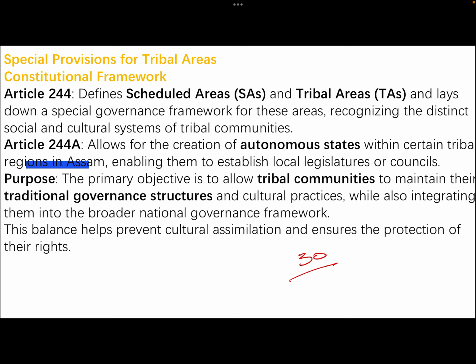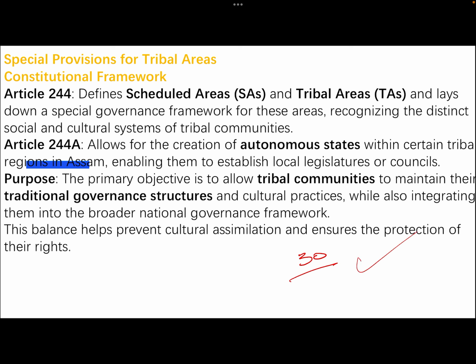And each autonomous region also has a separate regional council, right? The district and regional councils administer the areas under their jurisdiction, and they can make laws on certain specified matters like land, forest, canal water, shifting cultivation, and village administration, then inheritance of property, marriage, divorce, social customs, and so on. But all such laws require the assent of the governor also, right? So this is a very unique provision under the Indian Constitution.